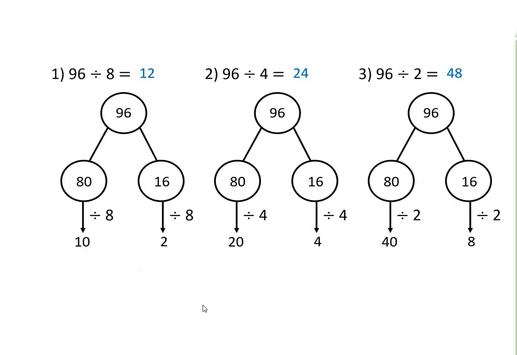For the first 3 questions, we partition 96 into 80 and 16 because these numbers are divisible by 8, 4 and 2. If you look, half of 8 is 4, half of 4 is 2, and then you double the answers, 12, 24 and 48. So you've got that pattern there. Did you remember that, Chili 3?